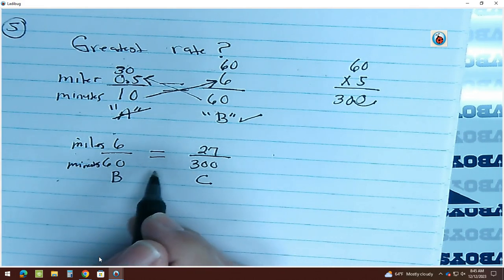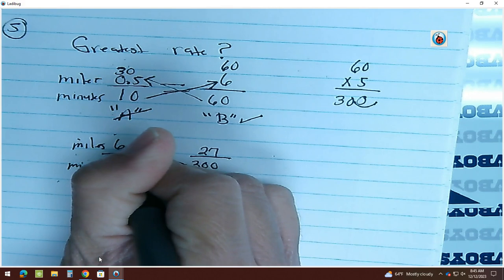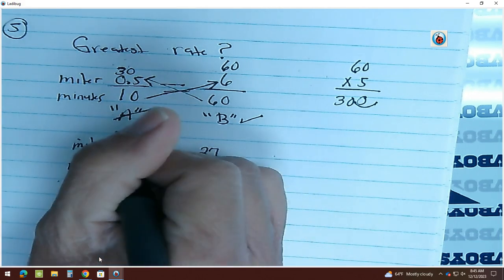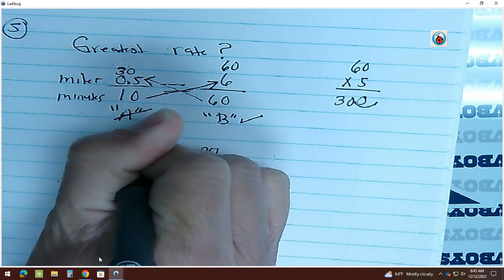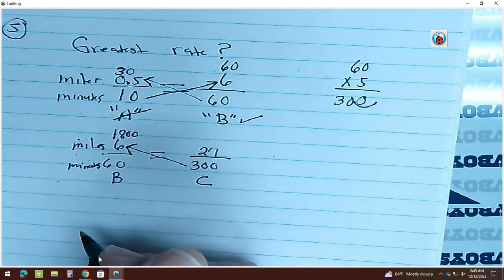To know who has the greatest rate, I'm going to do cross products. So I'm going to start with the 300 times 6. From the bottom to the top, what's 300 times 6? 1,800. I did that one mentally, but you can go to the side and do it if you don't believe me.